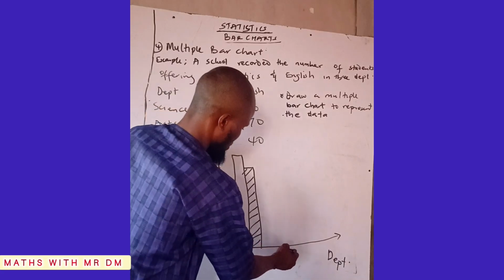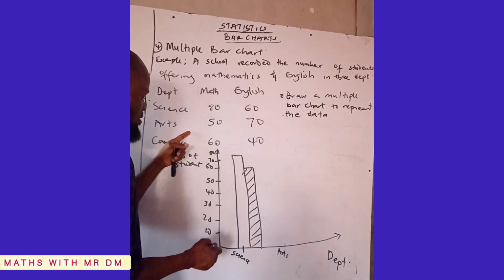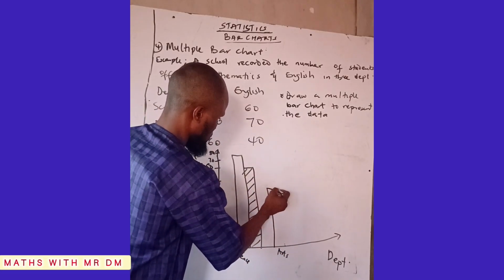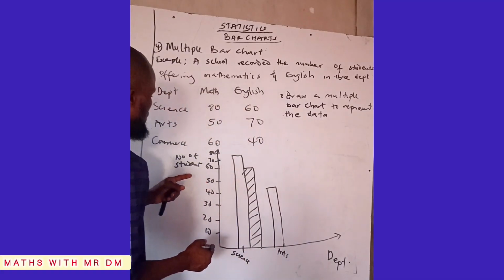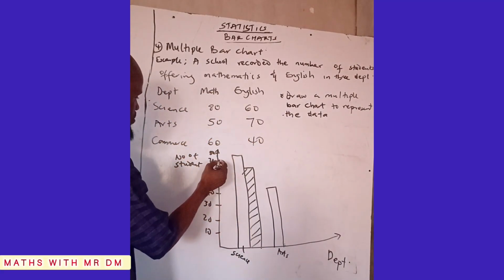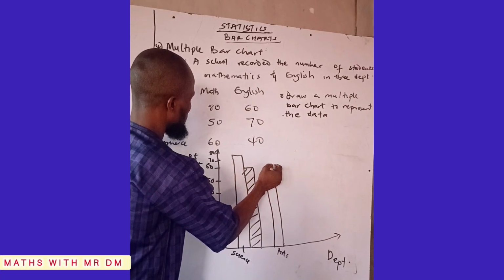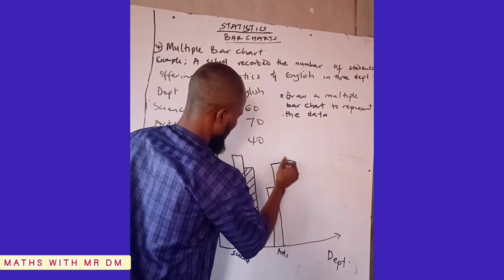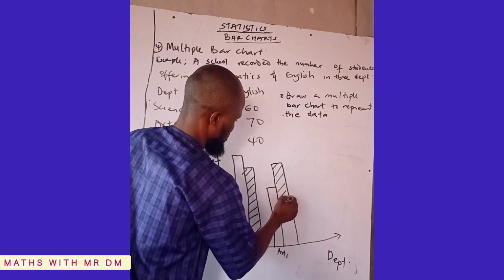The next one is art. Let's just have our art here. They have 50 in maths. So the 50 maths is here. So you're going to trace it very well and ensure it is straight. And they have 70 English. So 70 English is going to be around here. So you're going to do something like this. This is my graph. So let's shade that of the English to differentiate it from math.